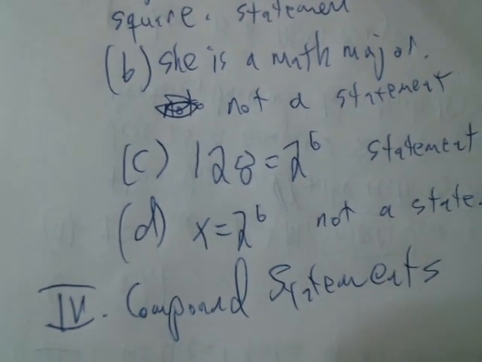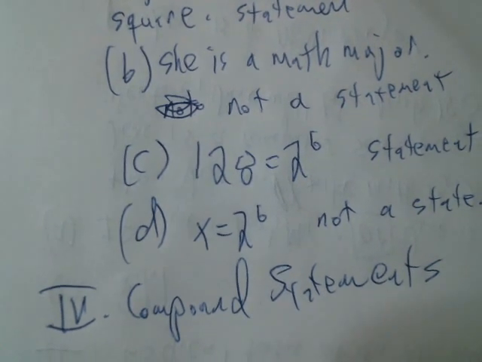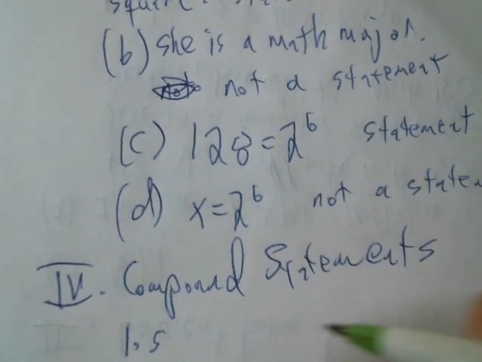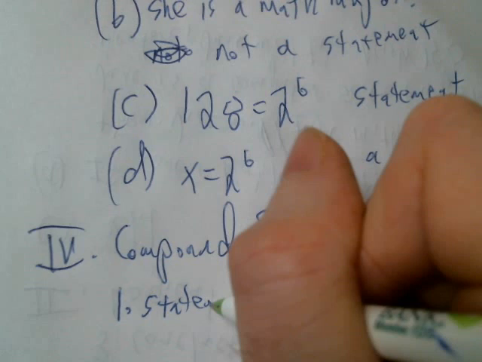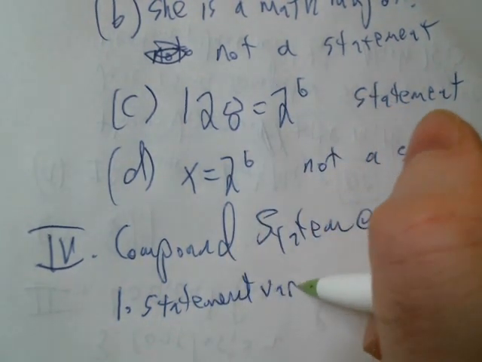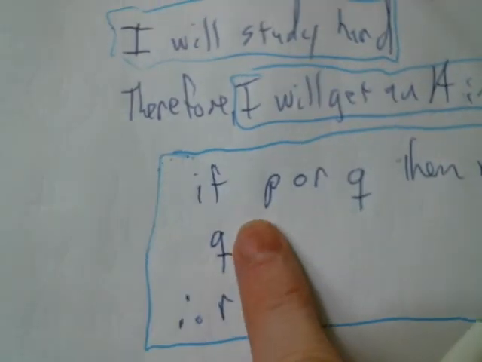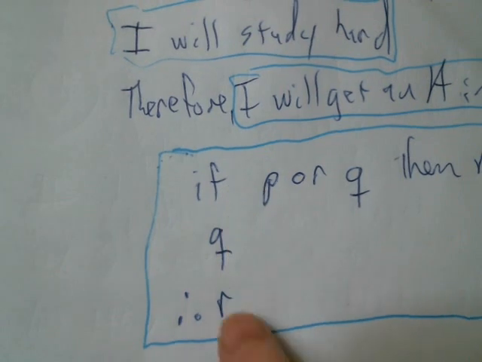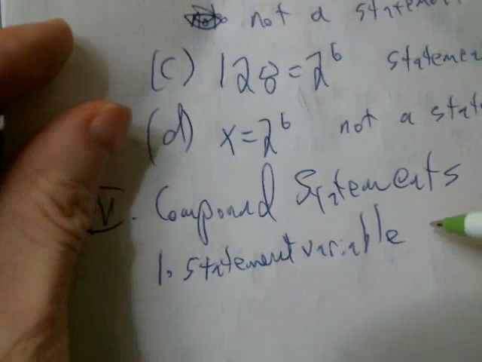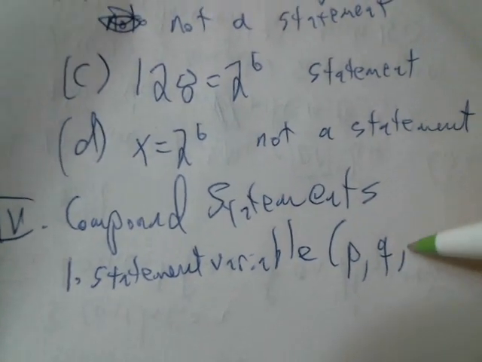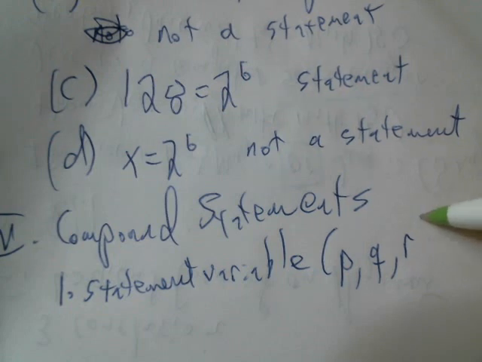So compound statements. We're going to use statement variables. So one thing, there's a couple other definitions in here. So statement variables. Those are those P's and Q's and things that, like in this example, when I replace the statement with a P or a Q, the P's and Q's are the statement variables. So I'll just write P's and Q's and R's.